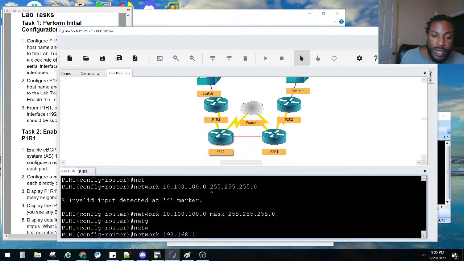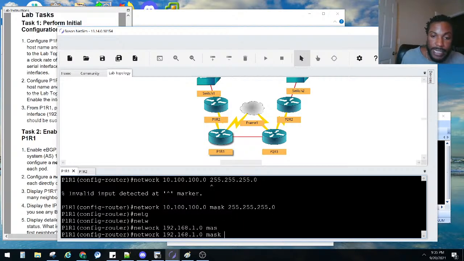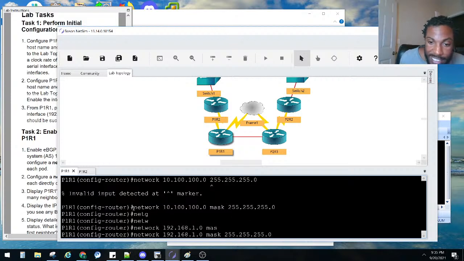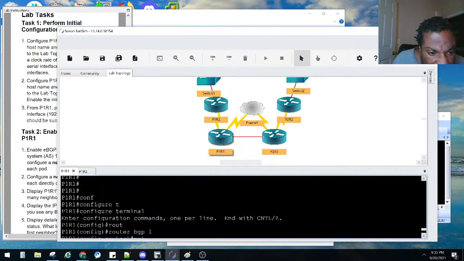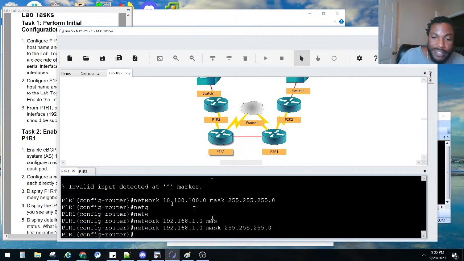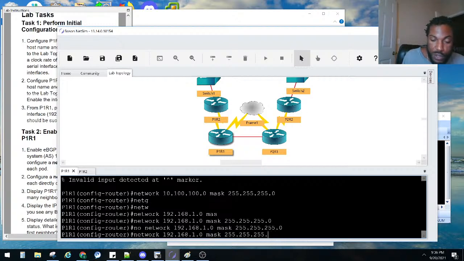So 192.168.1.0 mask is 255.255.255. And then 1.0 and so 255.0, right? Well, I forgot, man. I forgot. That's like /28. My bad. So that's supposed to be .240. So let's get rid of that, and then put that back, but .240, right?